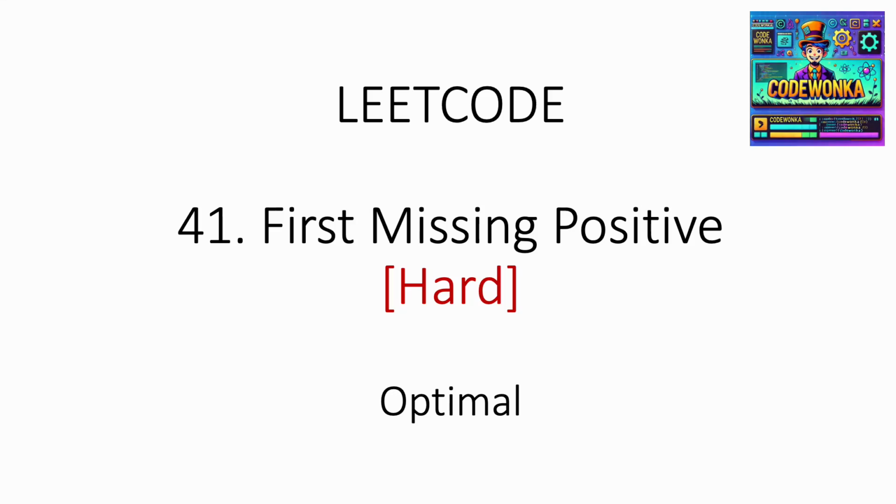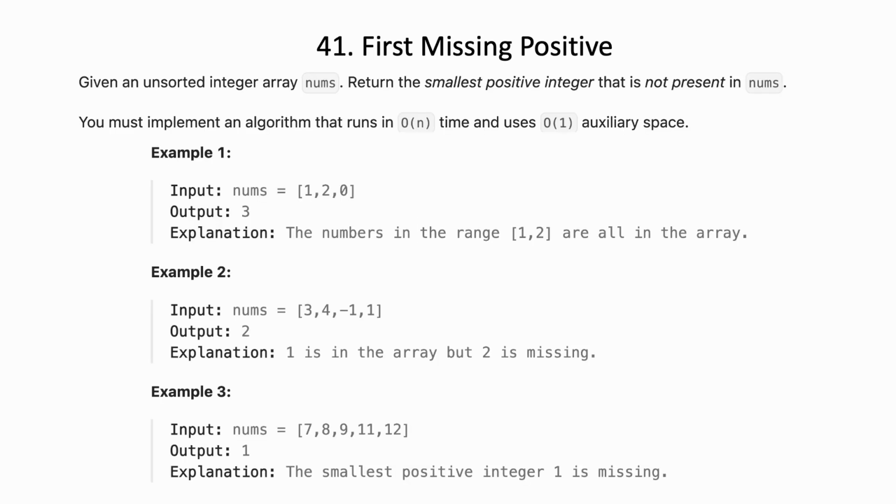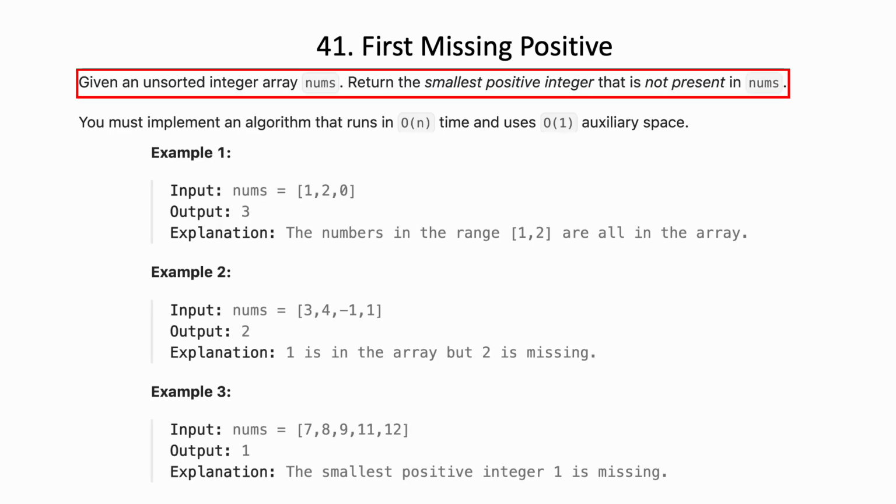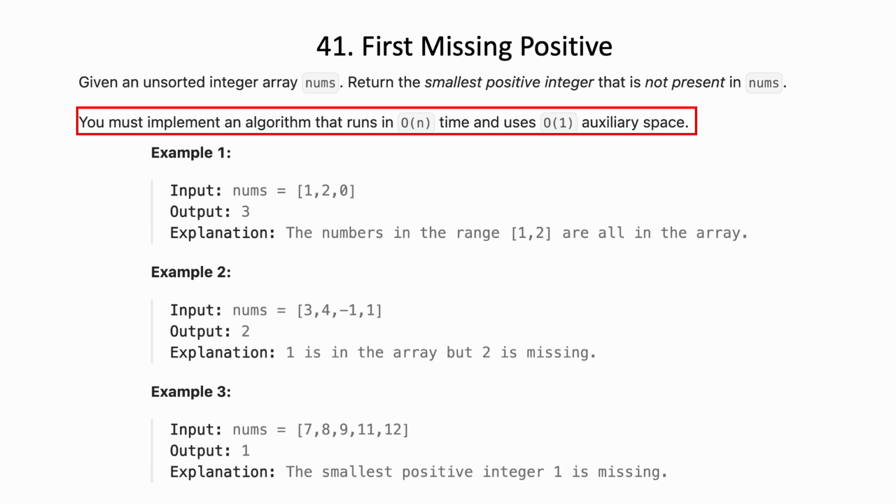Today we will be solving the first missing positive problem. Let's go over the question. Given an unsorted integer array nums, return the smallest positive integer that is not present in nums. You must implement an algorithm that runs in O(n) time and uses O(1) space.